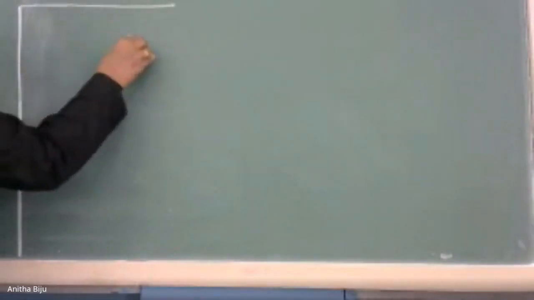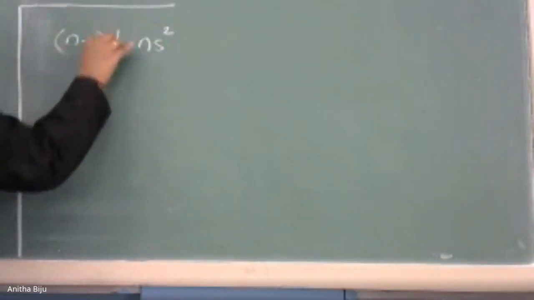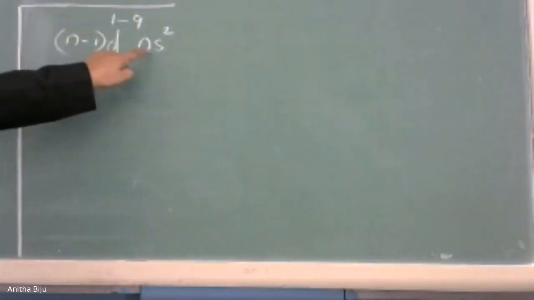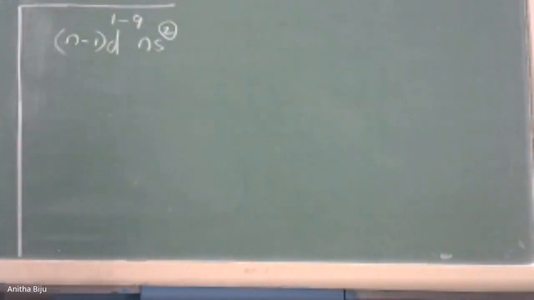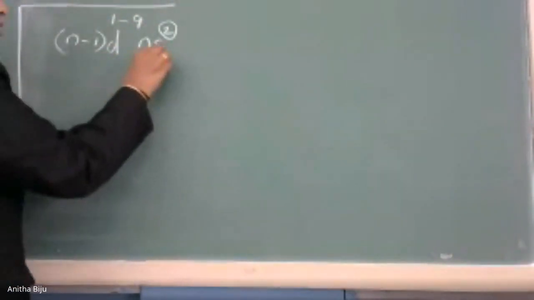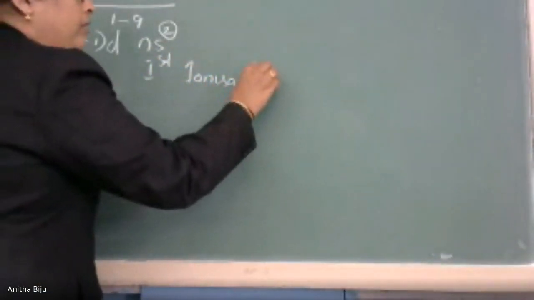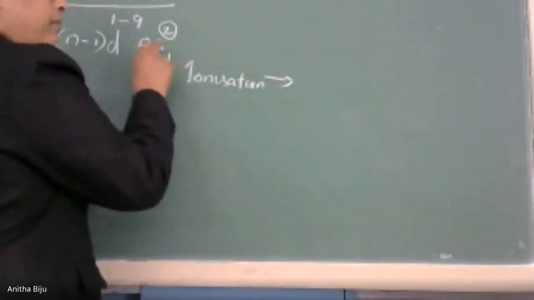General configuration is (n-2), (n-1)d1-10, ns2. Here we are talking of transition elements. So the configuration is (n-1)d1 to 9, ns2. 2 means the maximum capacity of S. So during first ionization, what will happen? They lose one electron out of the two. So the electron is taken from S.